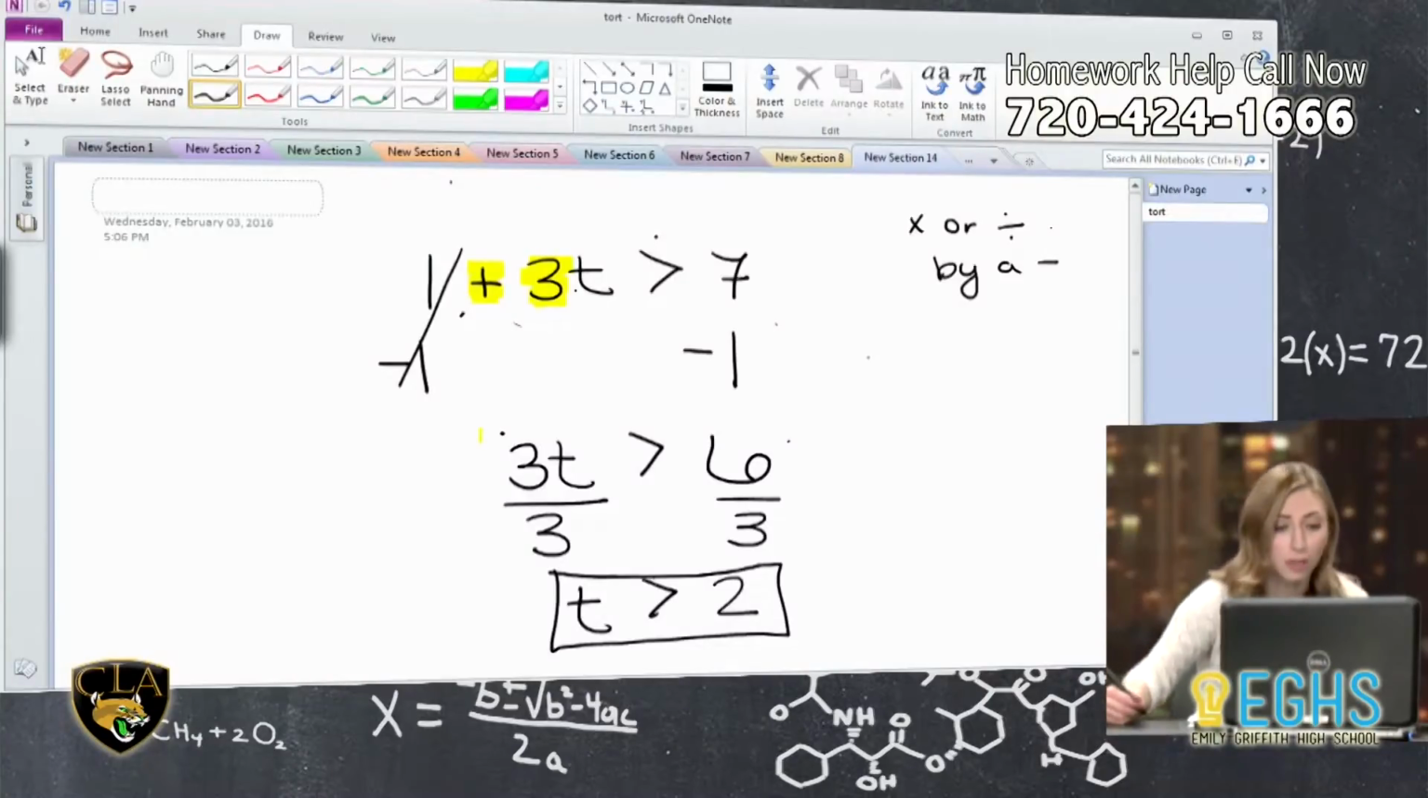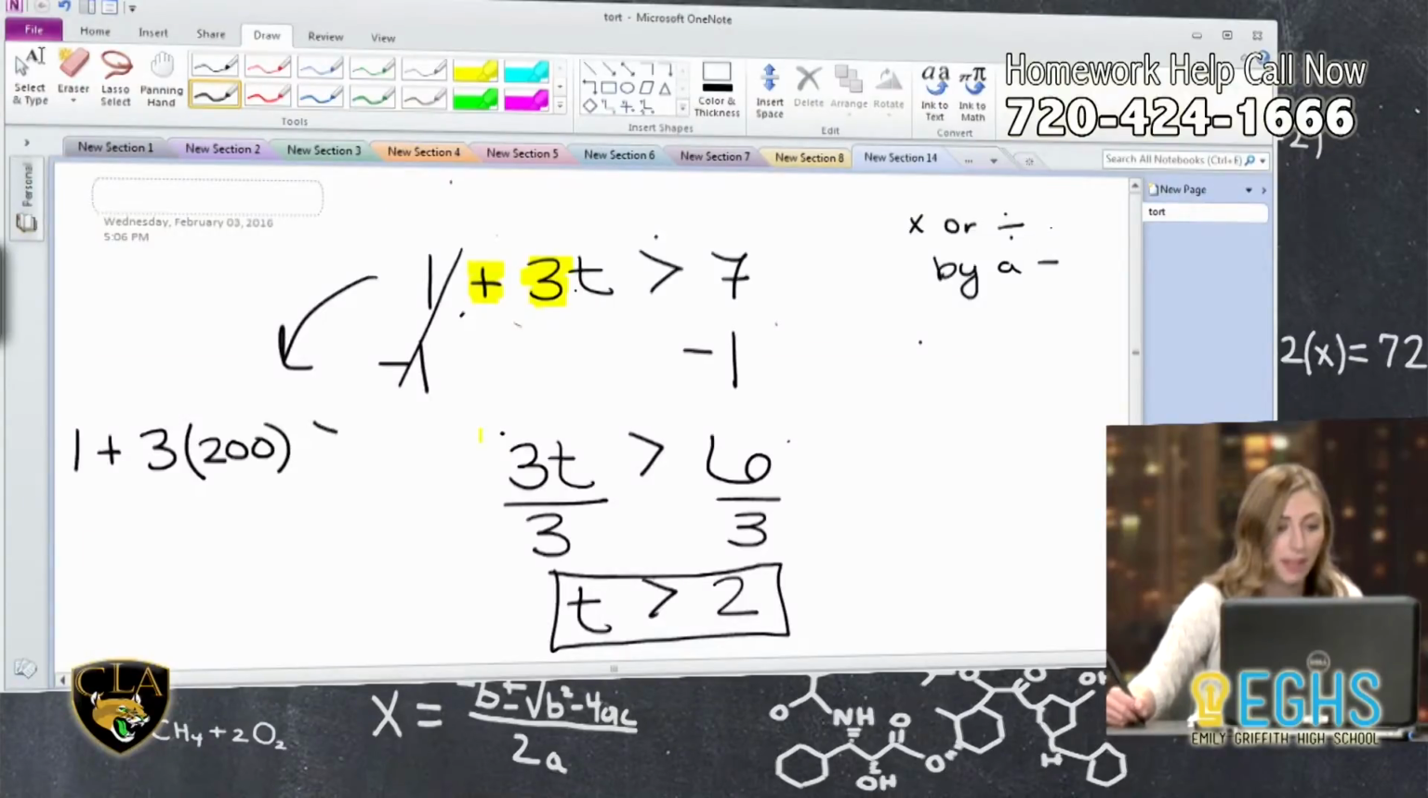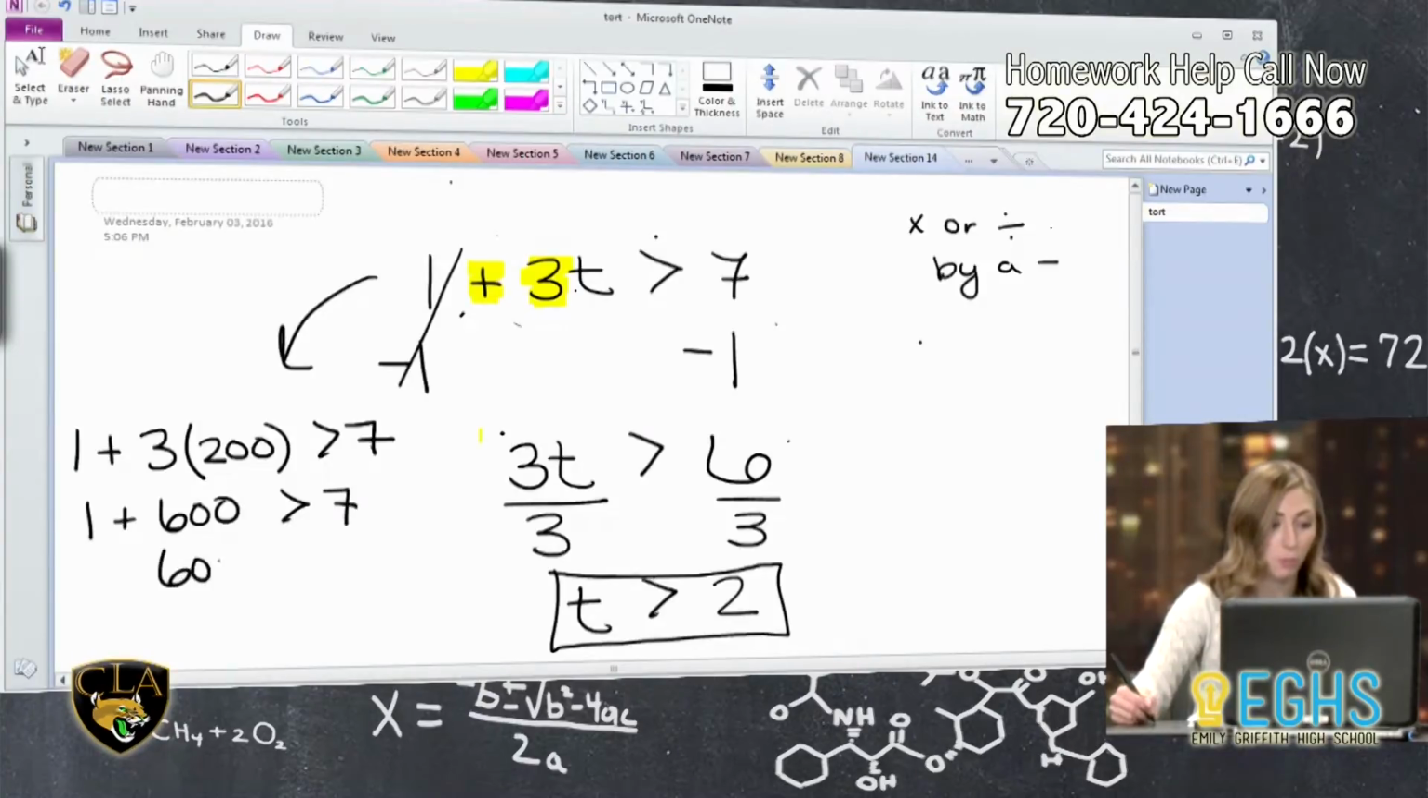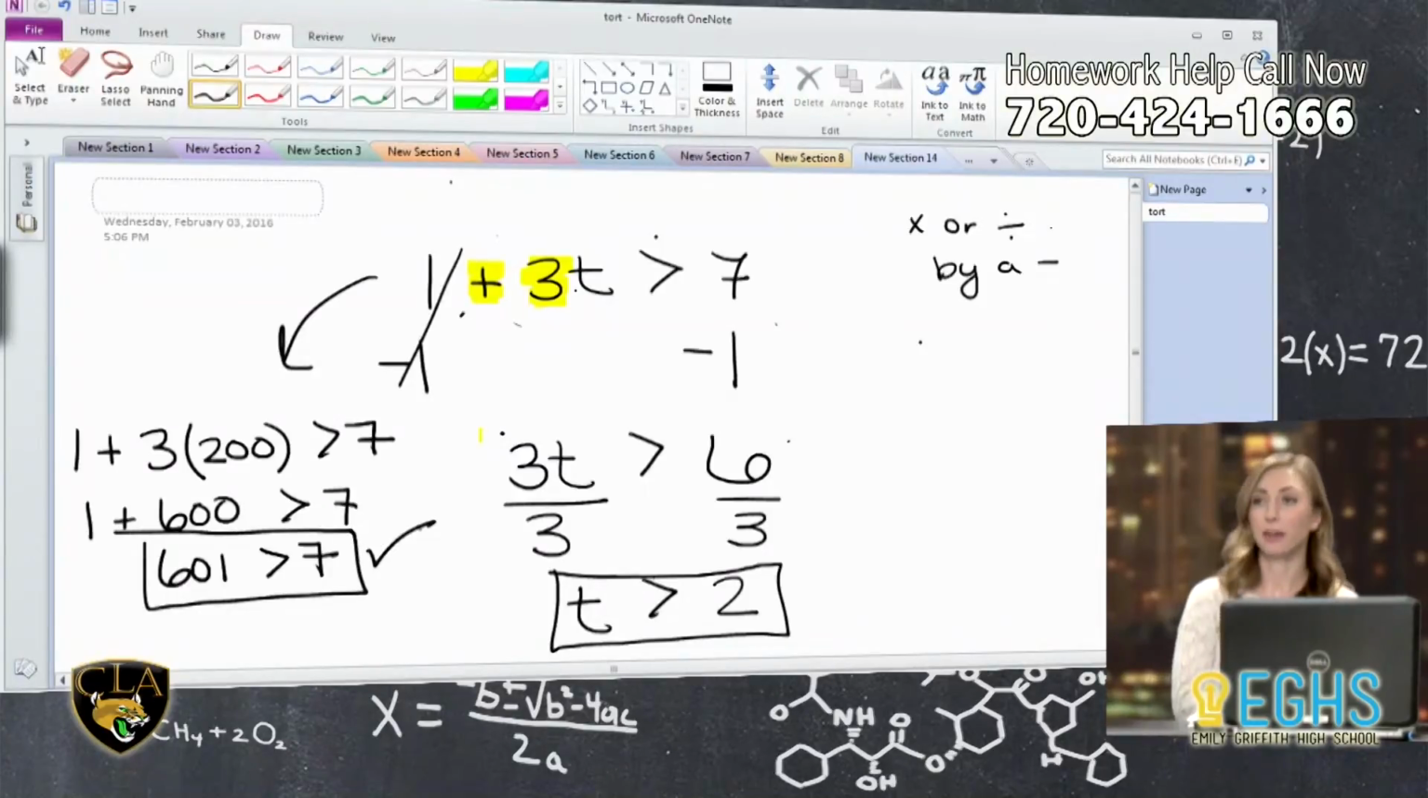200. 200, okay. So we're saying that t could be 200. To check that, I'm just going to replace t with 200. So I'm going to say 1 plus 3 times 200, and that's going to be greater than 7. So 3 times 200, we get 600. You can probably already see that this will work. 1 plus 600, 601 is greater than 7. And if we have a true statement here, that means our answer checks out. It's true. Yep. So t is greater than 2.